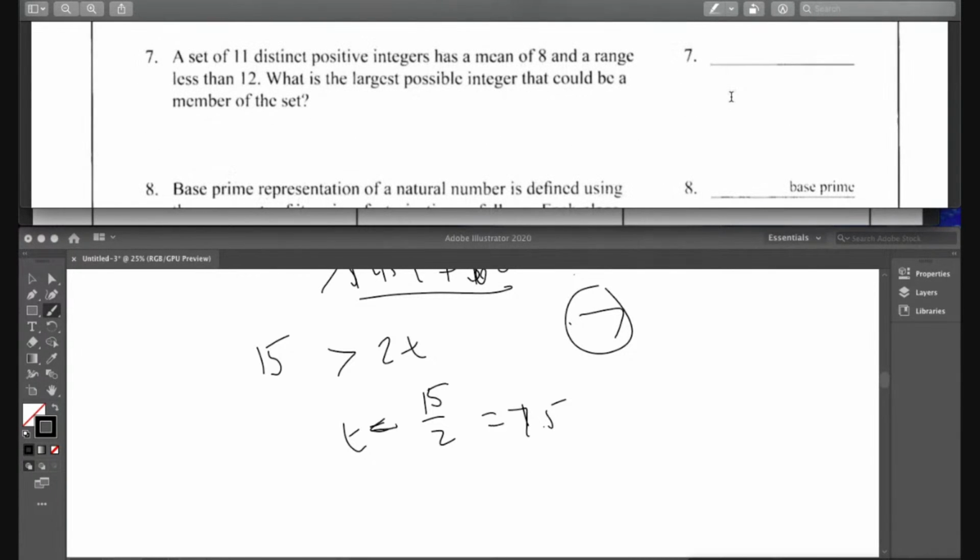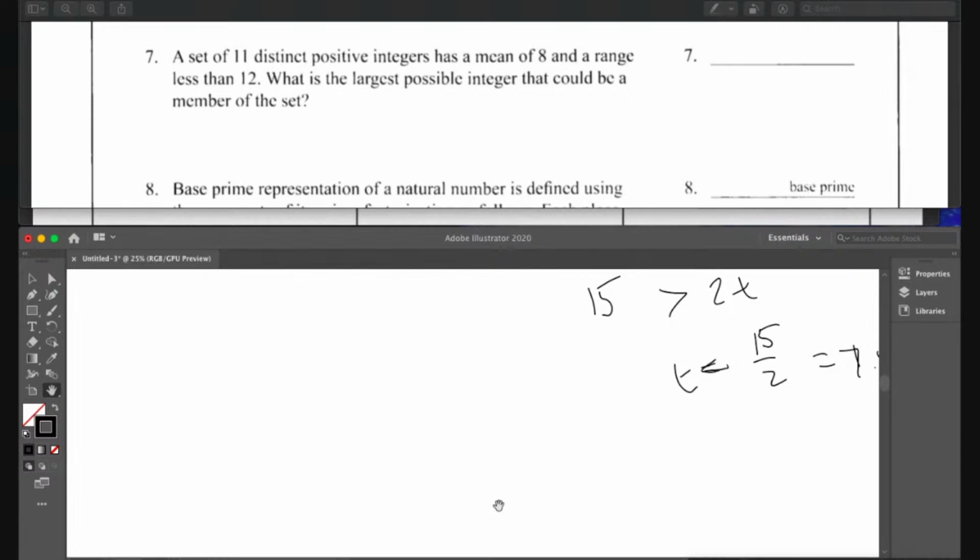A set of 11 distinct positive integers has a mean of 8 and a range of less than 12. What is the largest possible integer that could be a member of the set? Okay, interesting.